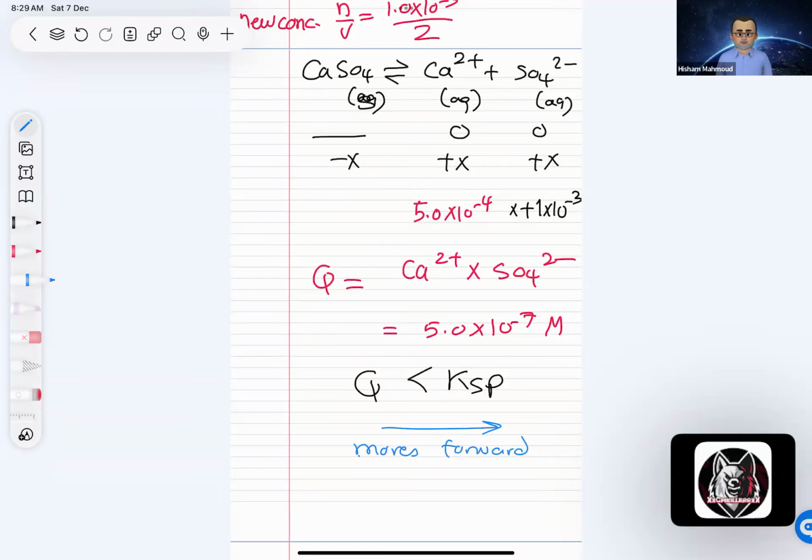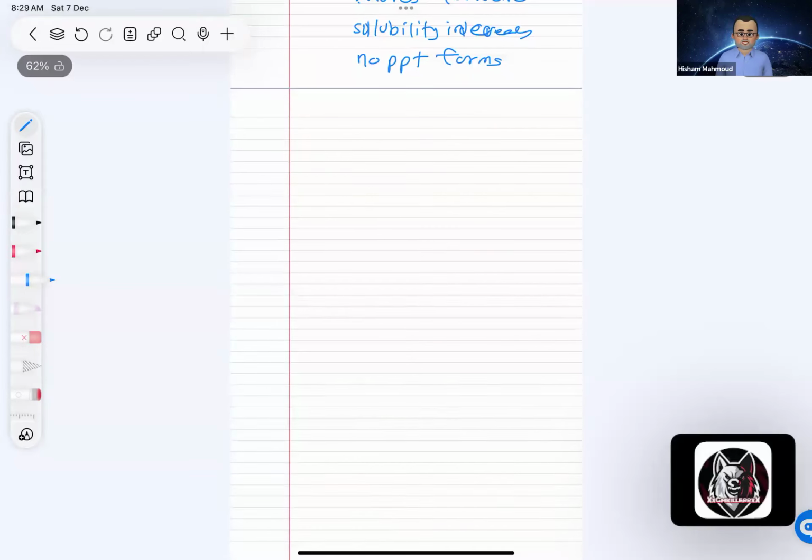And since this one moves forward, its solubility increases, and no precipitate forms. It won't make a precipitate because I move to the right more. Okay, let's see another example.